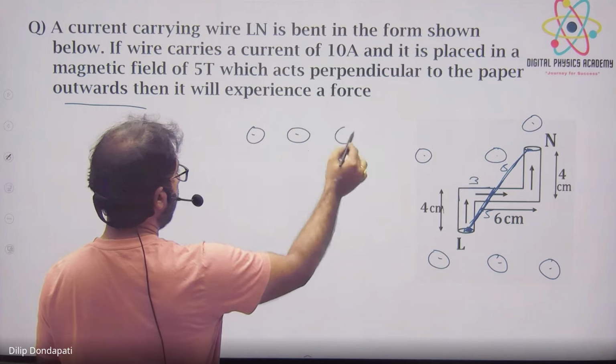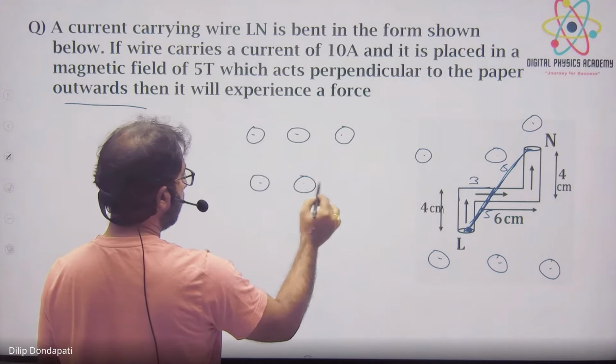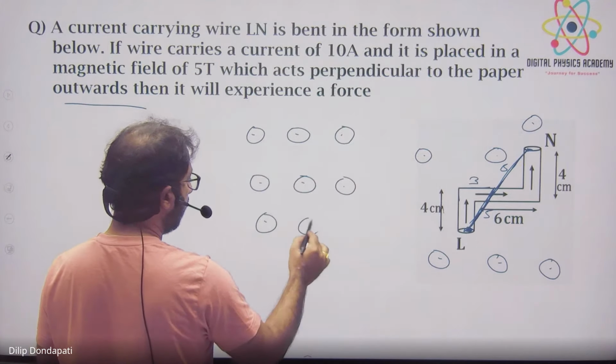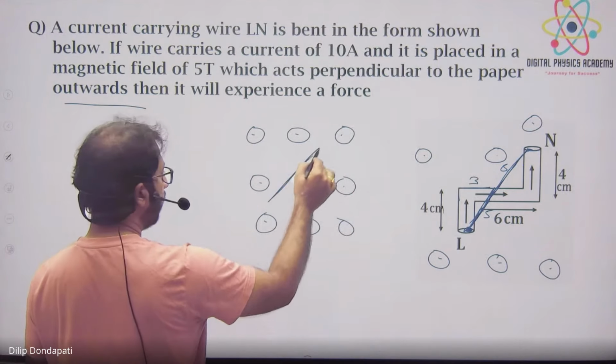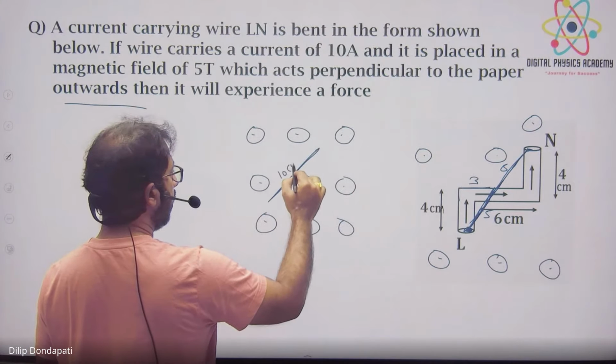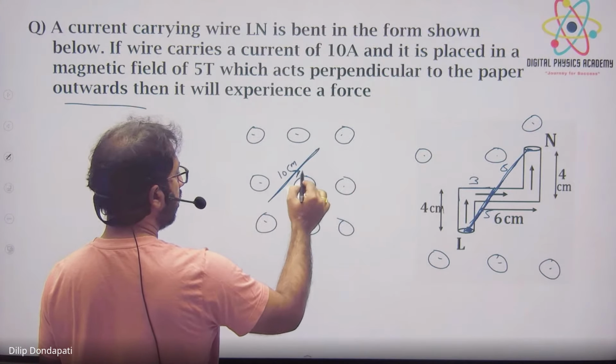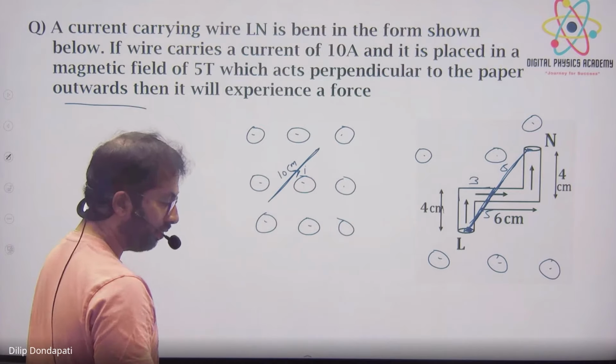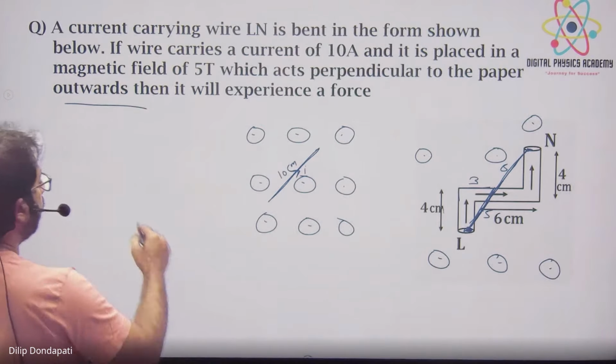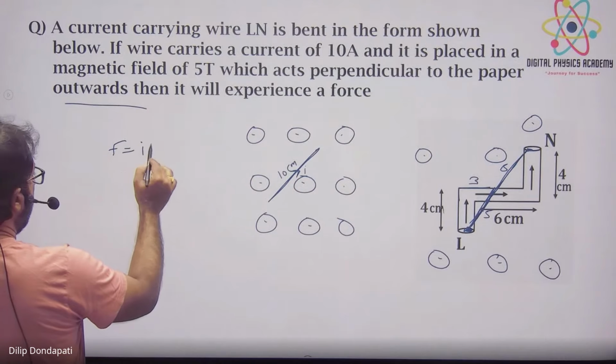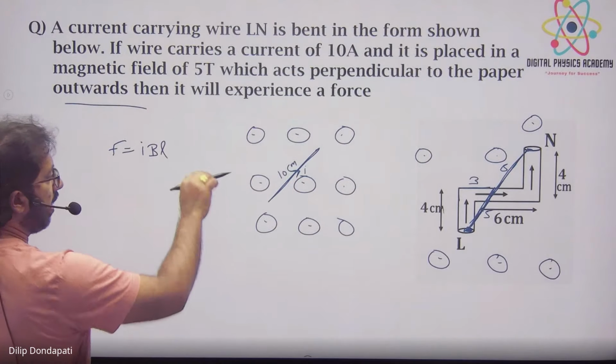There is a magnetic field, and the wire has a length of 10 centimeters. Can you explain it like this? Tell me now, what is the formula? Now F is equal to IBL sin 90, right? Because the magnetic field is perpendicular to the length, right?